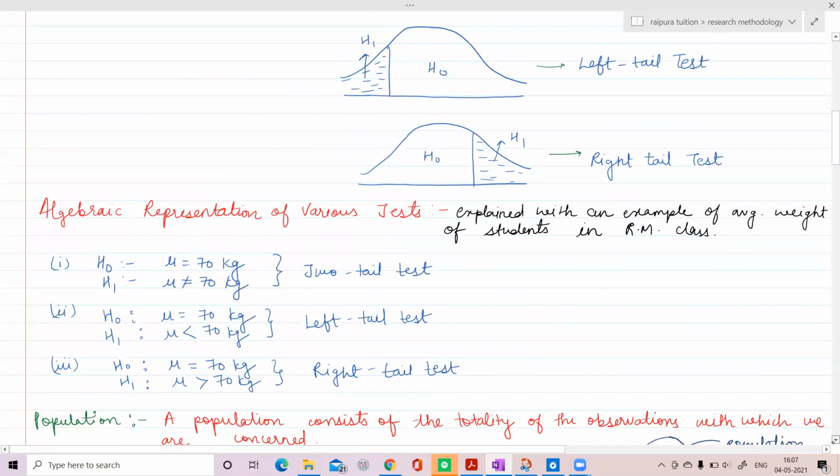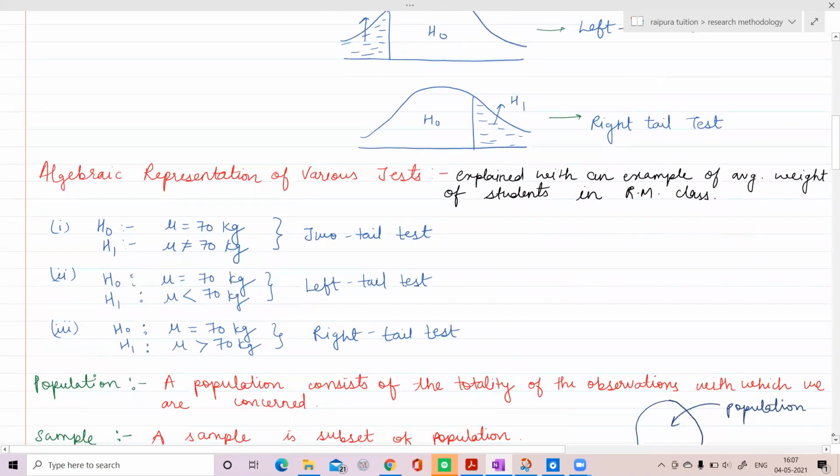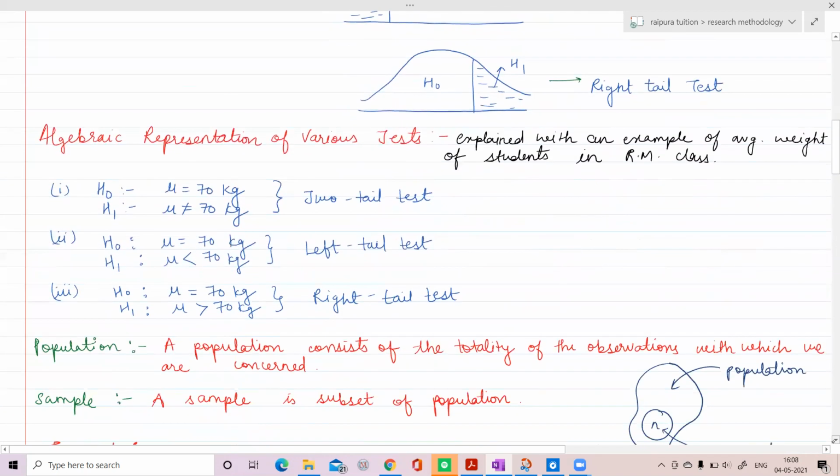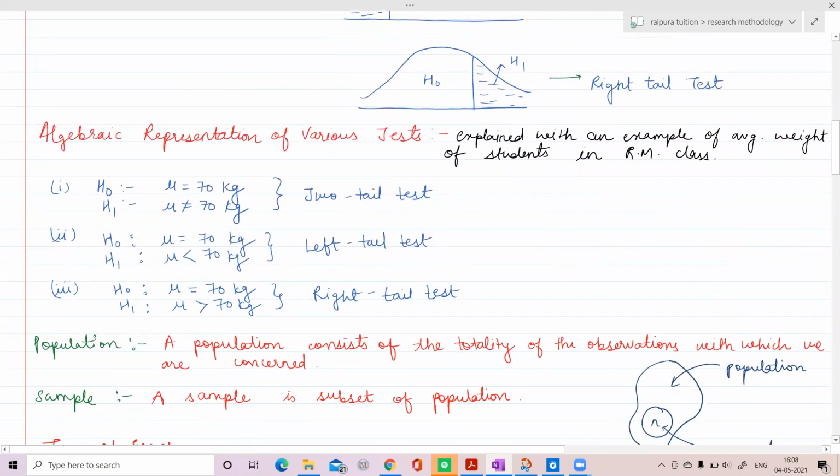Then how can we denote this test algebraically? Means how will we be getting this test in numericals? Basically, how can we say which test is two tail test or left tail test or right tail test? So the expression will be written like this. Then you can say whether a test is two tail test, left tail test, or right tail test. And he explained this using an example of the average weight of all the students in RM class, and he took it as 70 kg.